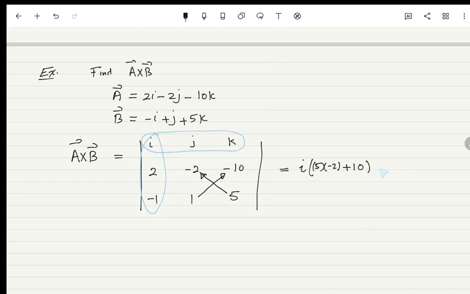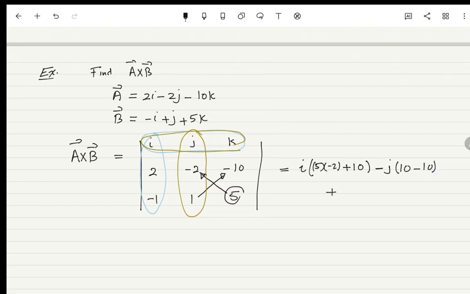Now the second component should be negative. We will see later on why it's negative. You cover this one here with this one here. As we can see, it's j times, you multiply this with this, 5 times 2, it's 10, minus this times this, minus 1 times minus 10, it's 10, so minus 10.